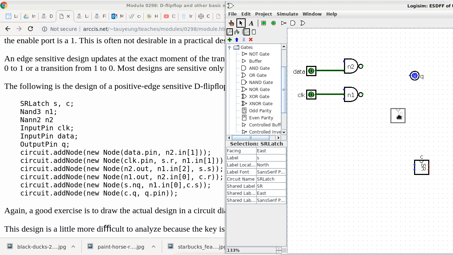So let me see how to make it look nicer. Okay.